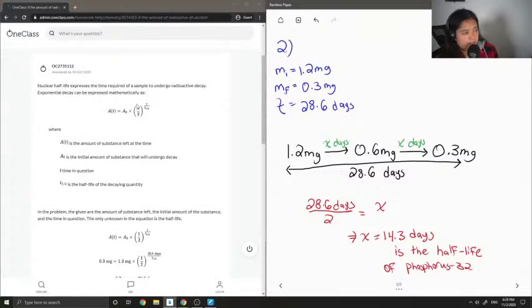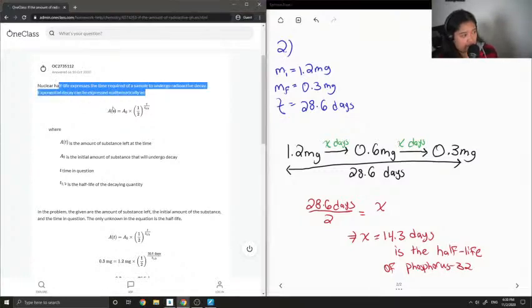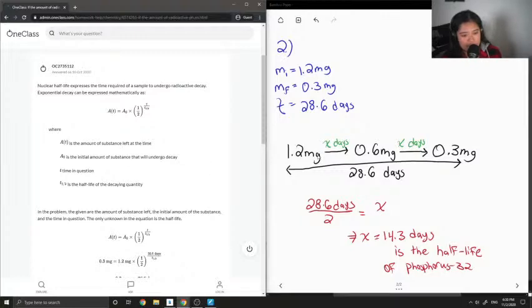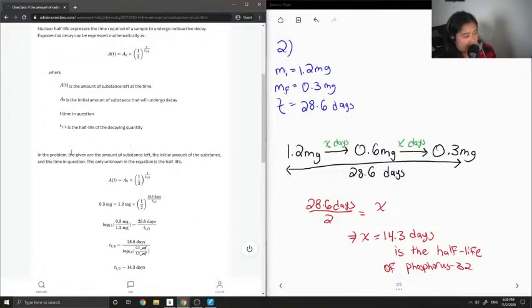So this is your standard equation when you want to answer a half-life question. I just showed a different type of method that you could do, but this is definitely the way to go when you want to try to solve half-life reaction equations, especially if it's not as simple as like two half-lives to make 0.3 milligrams. This is definitely the way to go.